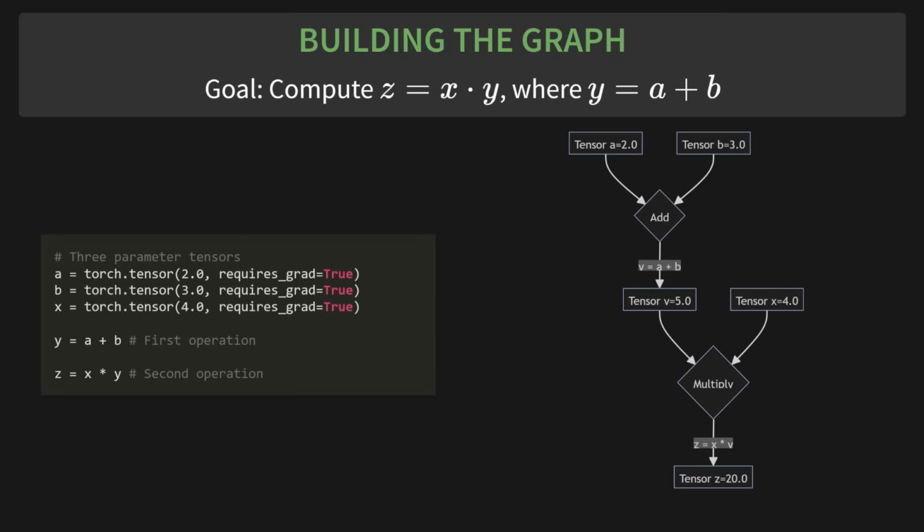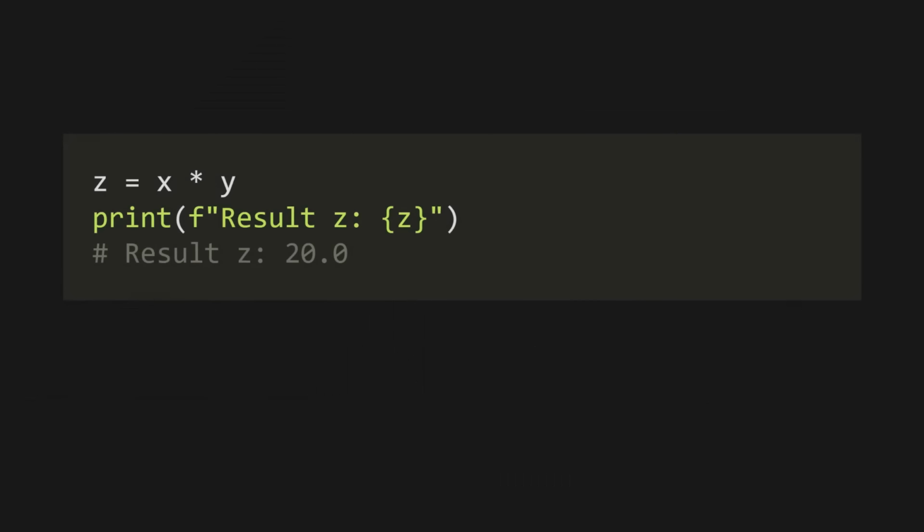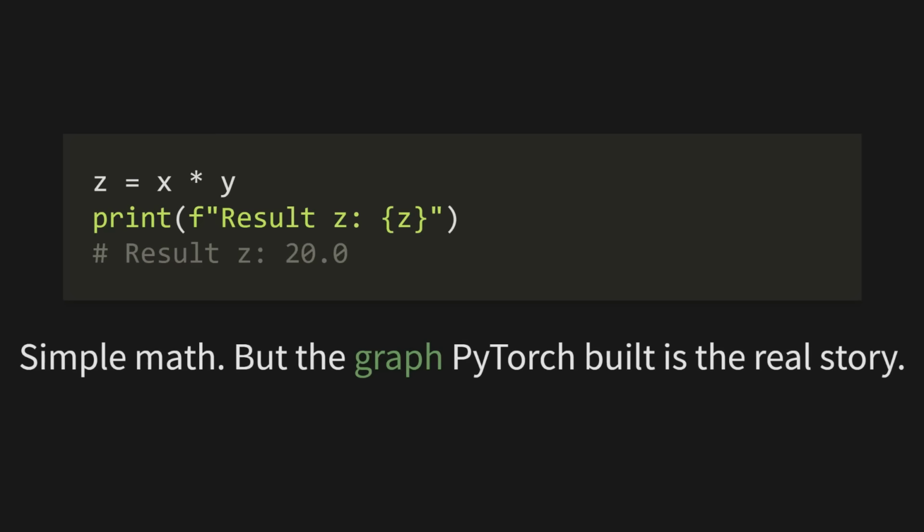And just like before, PyTorch adds to the graph. It connects our tensor x and our newly created tensor y to a multiply operation. This produces our final result, tensor z, with a value of 20.0. So, if we print the result z, we get 20.0. That's simple math. But the graph PyTorch built? That is the real story.